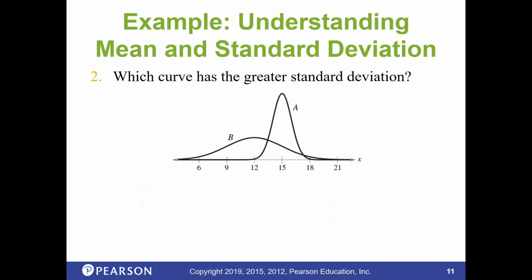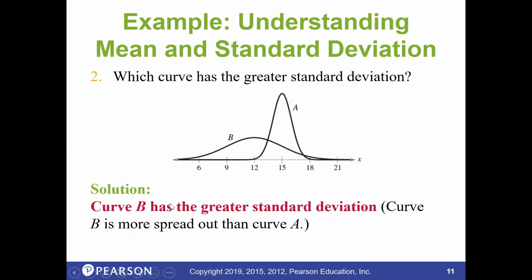Or the standard deviation? I say B, is that right? Yeah, B is a lot more flat and it's way out here, right? Where A is a lot more condensed. So curve B has a greater standard deviation. There it is. There's kind of the difference between the two. The bump is the mean, the spread is the standard deviation.